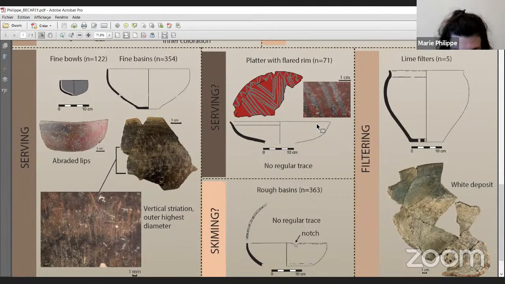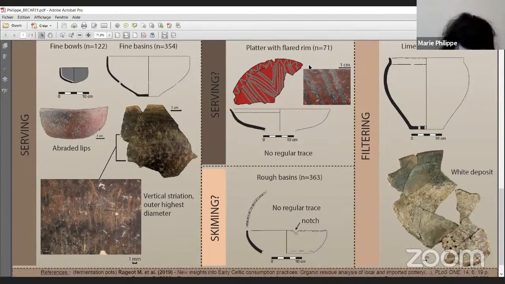And last but not least, 5 containers are lime filters. This kind of vessel has been well recognized in late Iron Age settlements. It was probably used to filter whitewash, a liquid made with lime. There is always a white cover on the inner surface. Shapes are varied. It can be a pot with holes, like here, on the bottom, or another shape which has been recycled by perforating the bottom after firing.